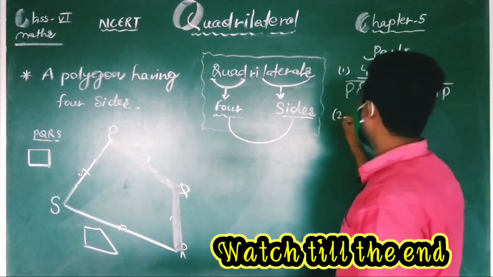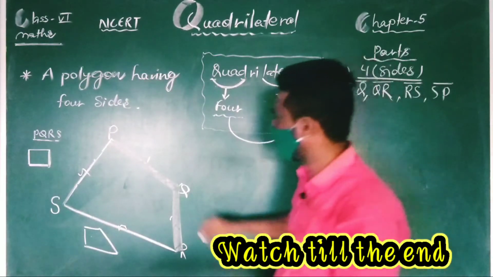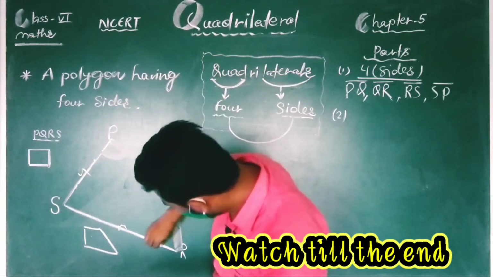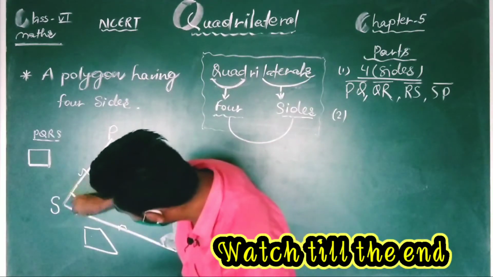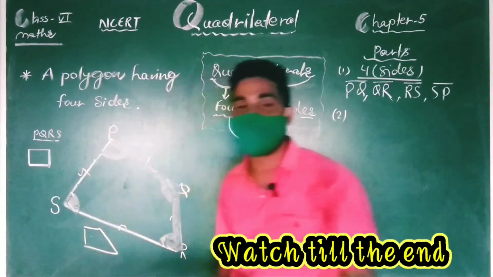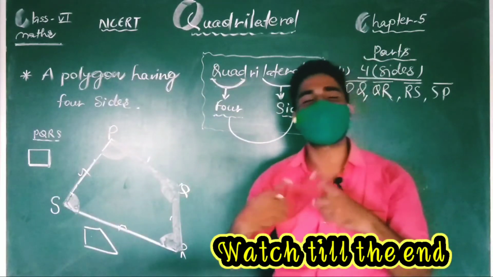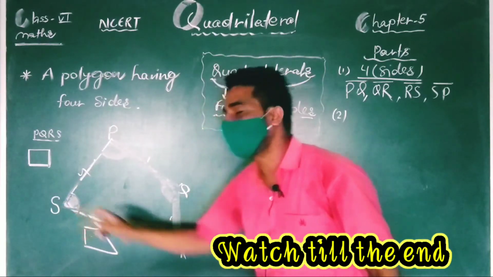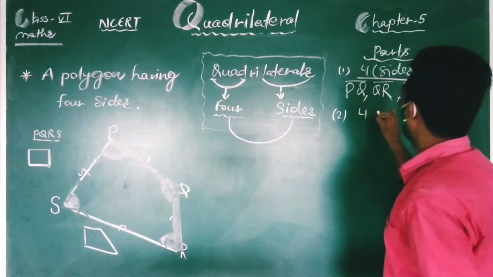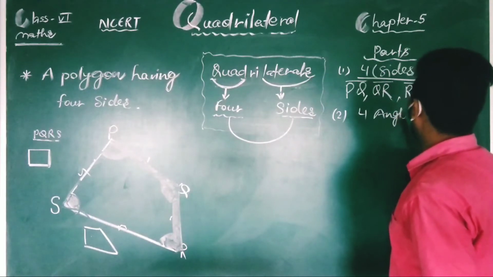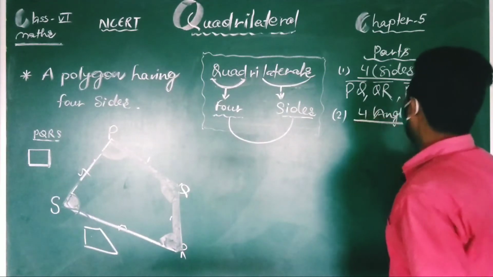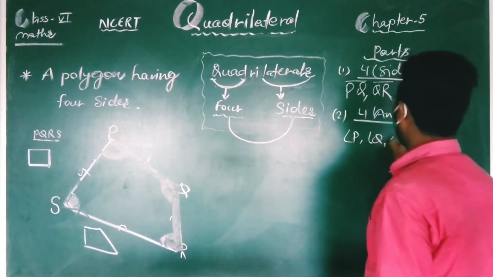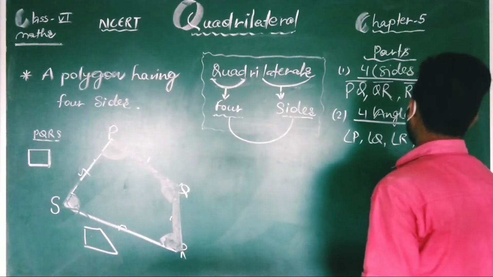Now the second part: it also has 4 angles. You can see this is first, second, third, and fourth. An angle is formed where 2 rays or lines meet. You can see 2 line segments meet, so an angle is formed. So there are 4 angles. The names of the 4 angles are angle P, angle Q, angle R and angle S.